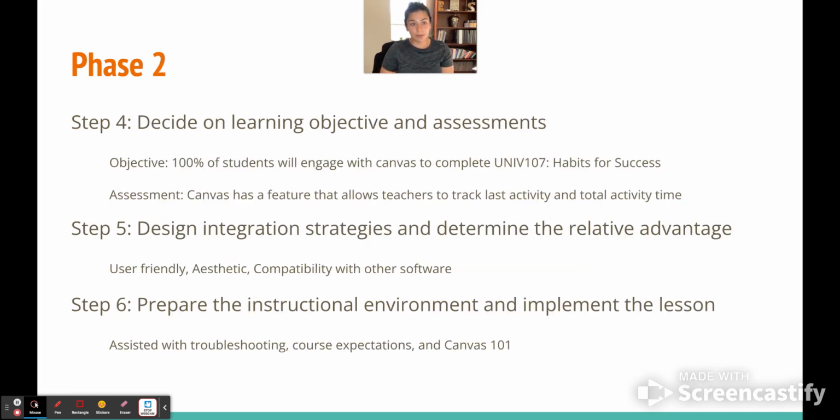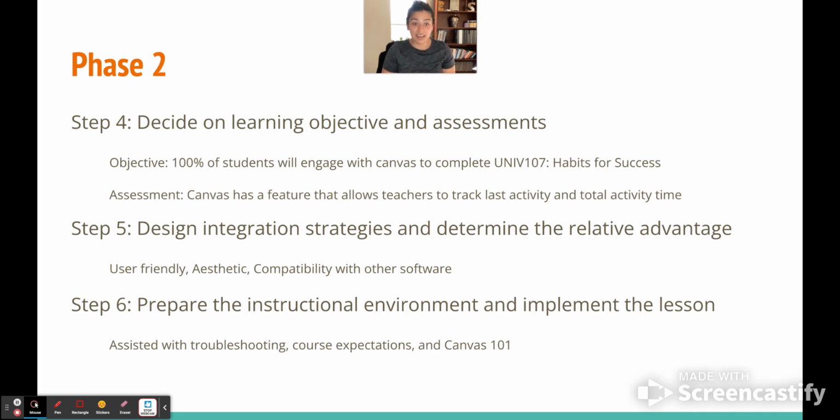So, step four. This is actually phase two now. Phase one is the planning. This one's where you're actually integrating and doing it. You have to decide on your learning objectives. Many times we don't have learning objectives, or we do, but they're just not measurable. So we need to make sure that we can assess them and measure them. An example of one of my learning objectives was: 100% of students will engage with Canvas to complete habits for success. How am I going to measure this?